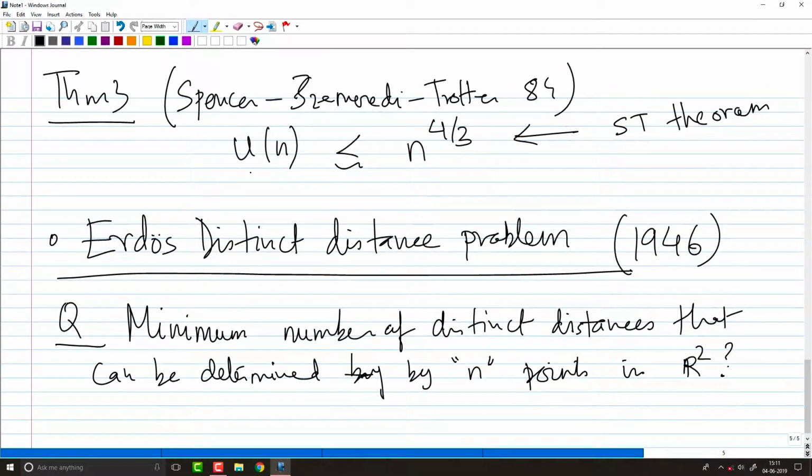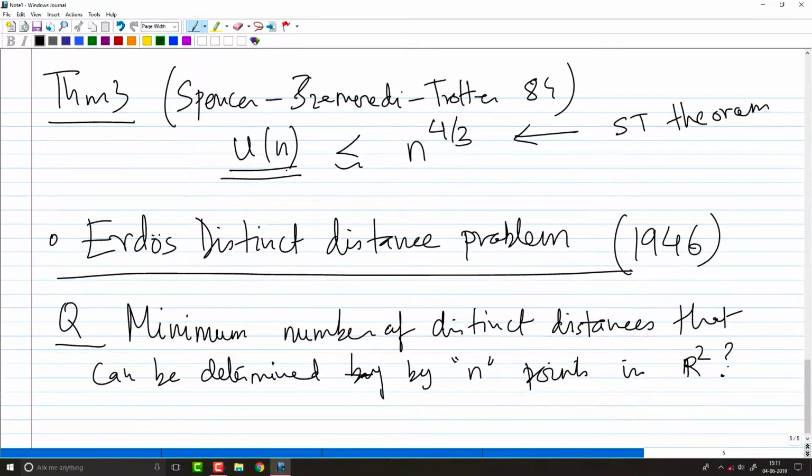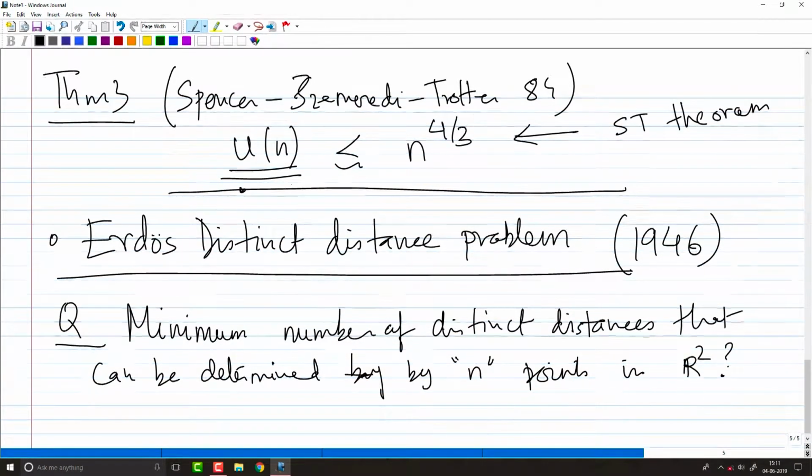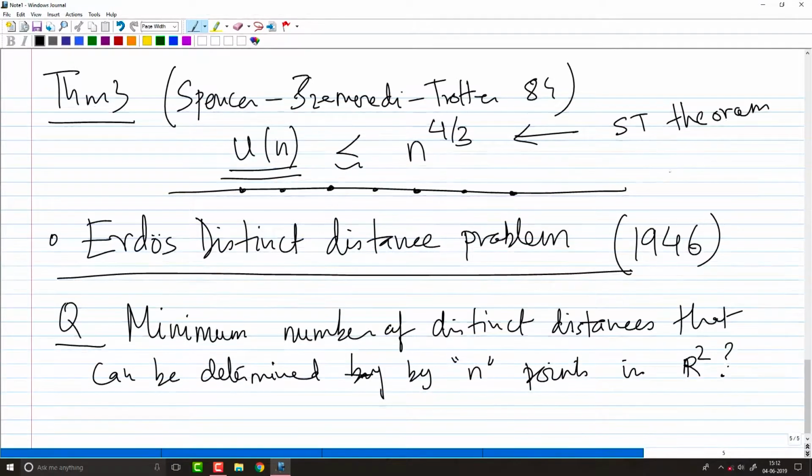So by the way, can you think of a point set that will have at least a linear number of unit distances? Take a line and place the points unit away from each other, like this. How many pairs do you get that are unit distance from each other? N minus 1. So order n, right?